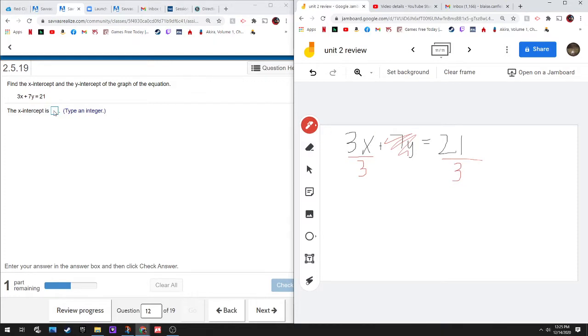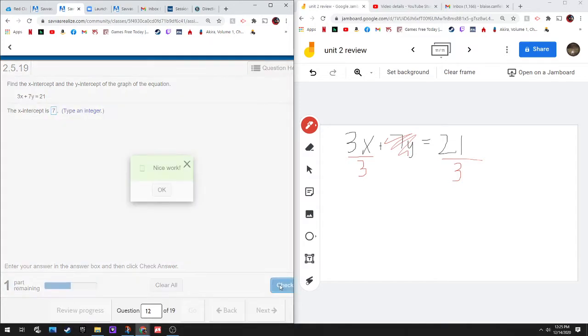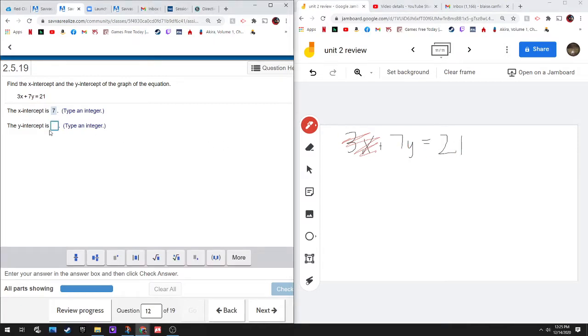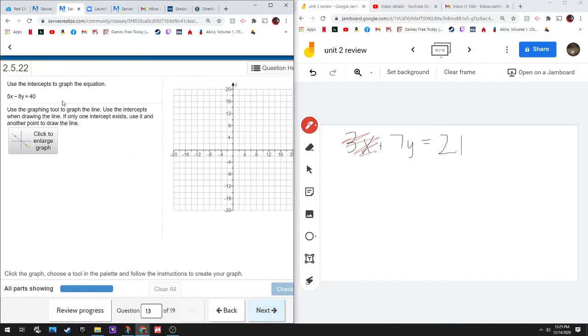And that's how you get your x-intercept. So 21 divided by 3 is 7. Bam. So we just back up. Same idea. Cover up the x to find the y-intercept. Divide by 7. We get 3 this time. So we've done a bunch of those. And then we can use that to graph, remember?